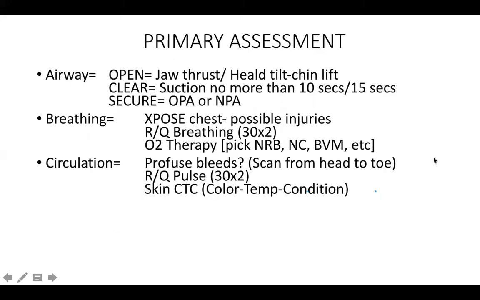Then we have the C, circulation. Circulation is also three things. Like you see that? There's a pattern going on here: three in the airway, three in the breathing, three in the circulation. Profuse bleeds. What is profuse bleeds? That's basically another word for life-threatening bleeding. You want to scan from head to toe for that one, because if there's a profuse bleed, we want to make sure that we treat that right away.